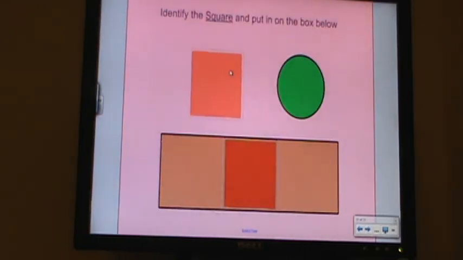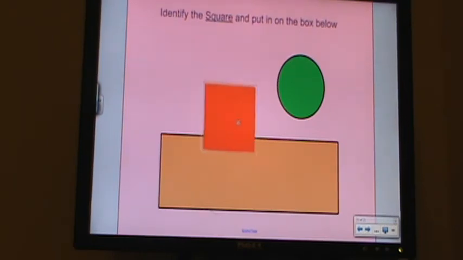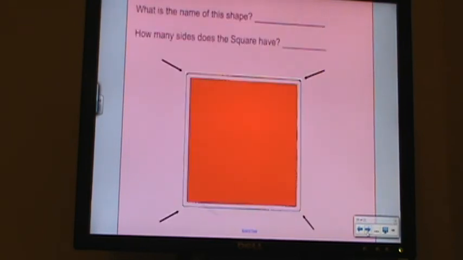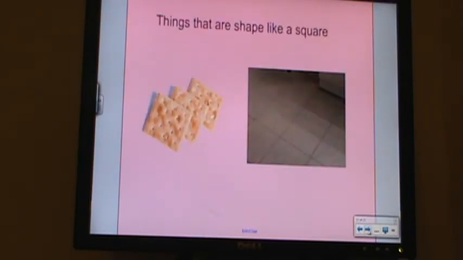I'm going to be asking the students to raise all their squares high up in the air. I will tell the students that the square is a geometric shape that has 4 sides. I will have one student come up to the Smartboard, identify the square, put it in the box below. I will ask the student to write the name of the shape and to write how many sides the square has. Then we are going to move on and look at things that are shaped like a square. In this example, we have crackers and we have tile floor.